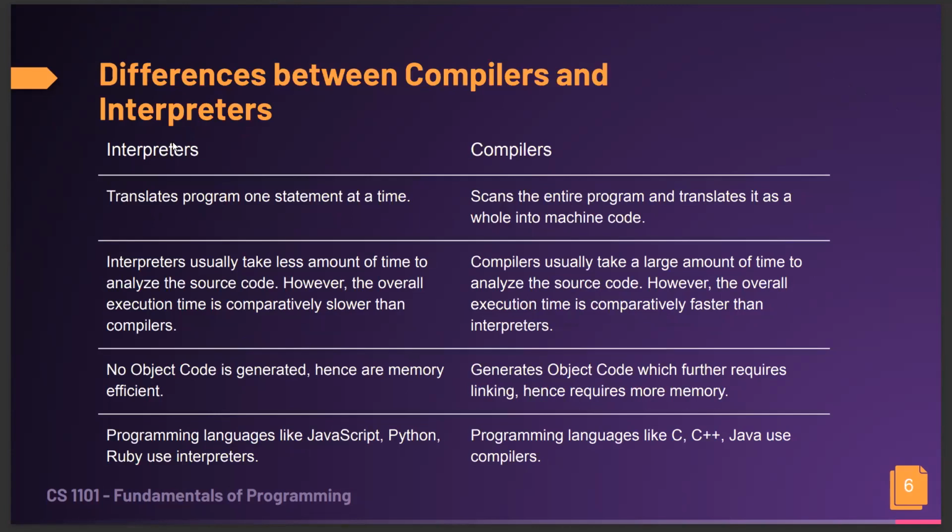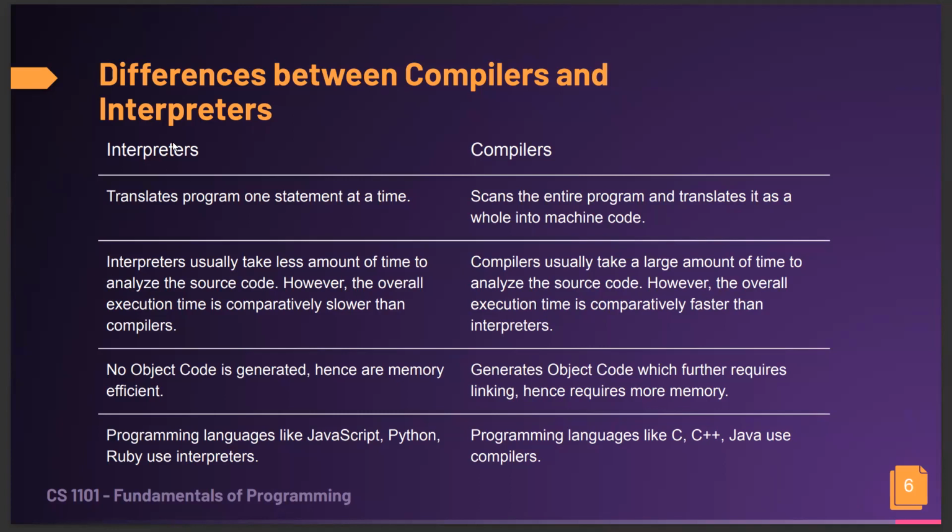The main difference between compilers and interpreters arises because interpreters translate a program one statement at a time, while compilers take the whole program written in high-level language and convert it into machine code. Because of this, interpreters usually take less time to analyze the source code. However, the overall execution time is comparatively slower than compilers. Compilers, on the other hand, usually take a large amount of time to analyze the source code. However, the overall execution time is comparatively faster than interpreters.